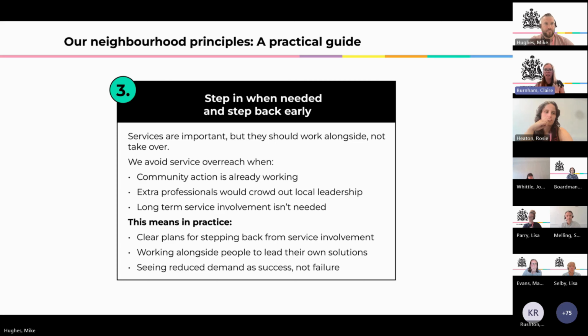So again, that real shift to community power and working alongside our communities.